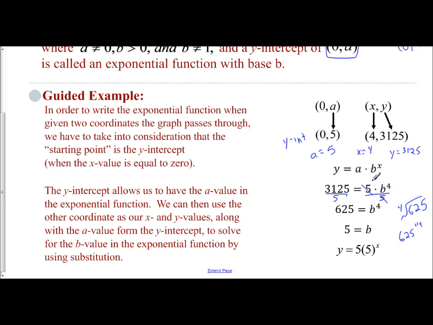So for the equation, it's y equals your a value, which is 5, times your b value, which coincidentally has to be 5, to the x. And that is your equation.